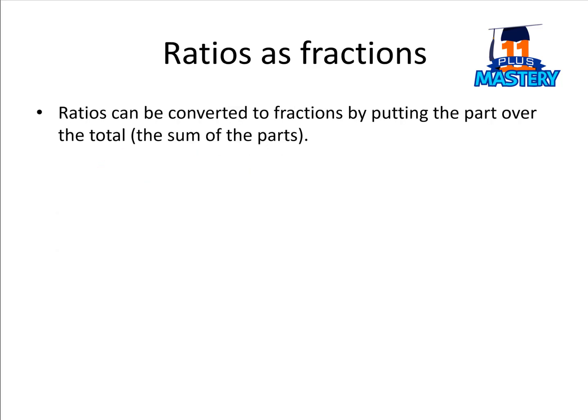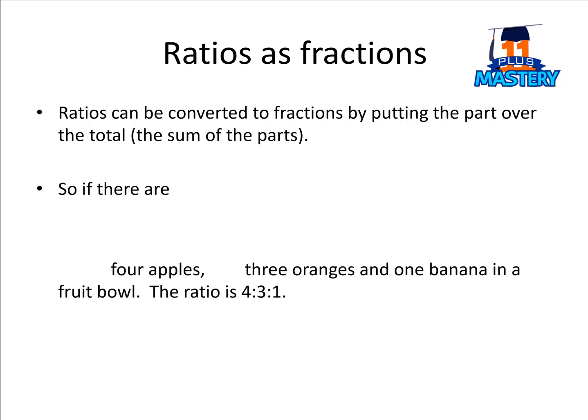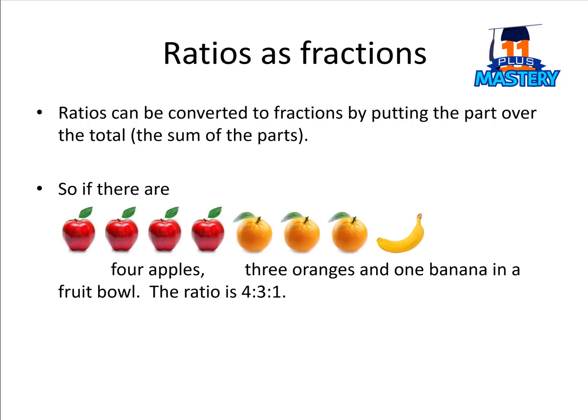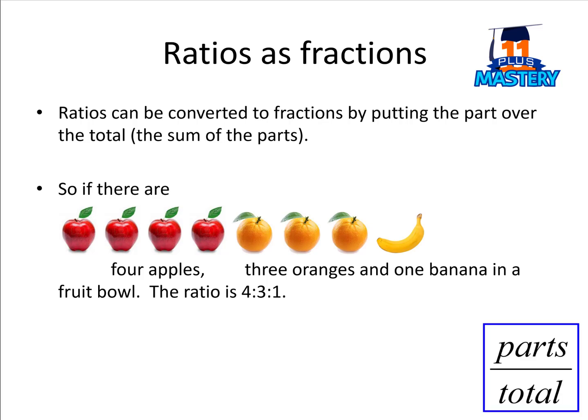Ratios can be converted to fractions by putting the part over the total or the sum of the parts. So if there are 4 apples, 3 oranges and 1 banana in a fruit bowl, we've already determined the ratio is 4 to 3 to 1. Now if we want to know the fraction of oranges in the fruit bowl, for any fraction, as you can see in the bottom right hand corner, we have the selected number of parts over the total number of parts.